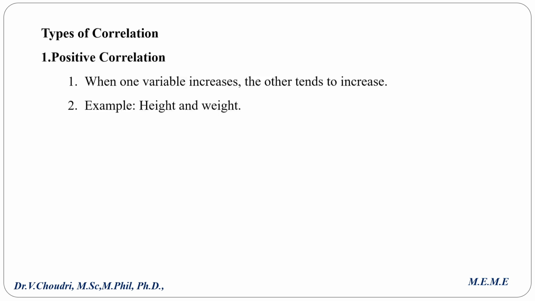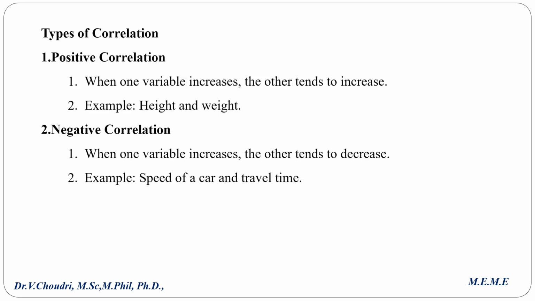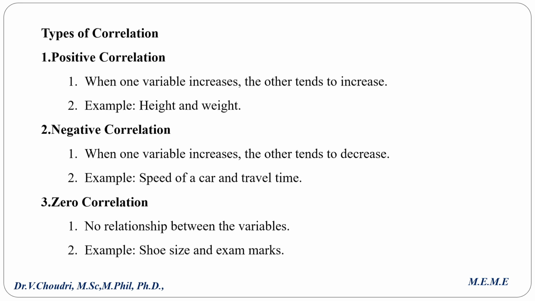Let us see the types of correlation: positive correlation, negative correlation and zero correlation. Already I told you, one variable increases, the other variable increases. Example, height and weight. Negative correlation: if one variable increases, the other variable decreases, or here decrease, here increase, that is negative correlation. Zero correlation: there is no relation. For example, shoe size and exam marks.